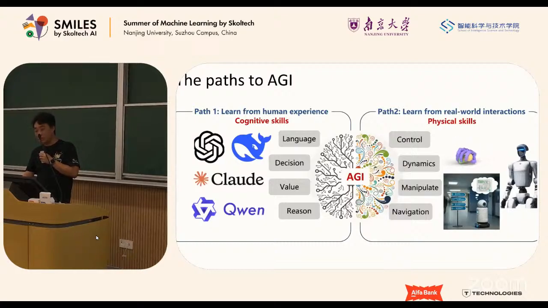The first is to learn from human experience, especially language and other human-generated data. This path mainly develops cognitive skills such as reasoning and decision making. The second one is to learn through interaction with the real world, like robots, and many skills that require physical skills like perception, control, dynamics, navigation, and manipulation. We believe that these two paths need to come together so that robots can help human beings do many works in reality.